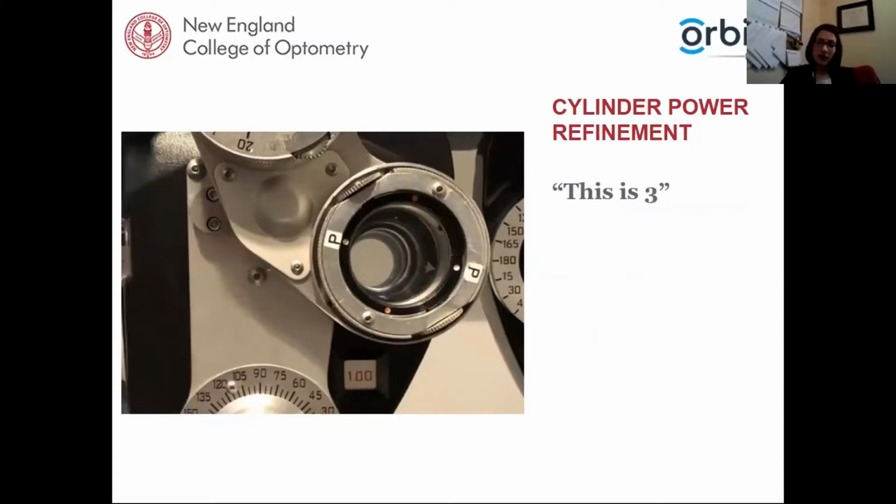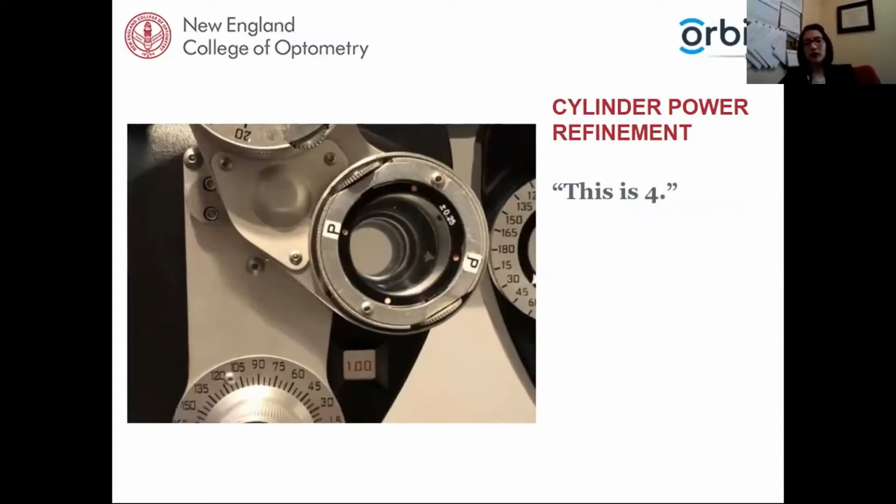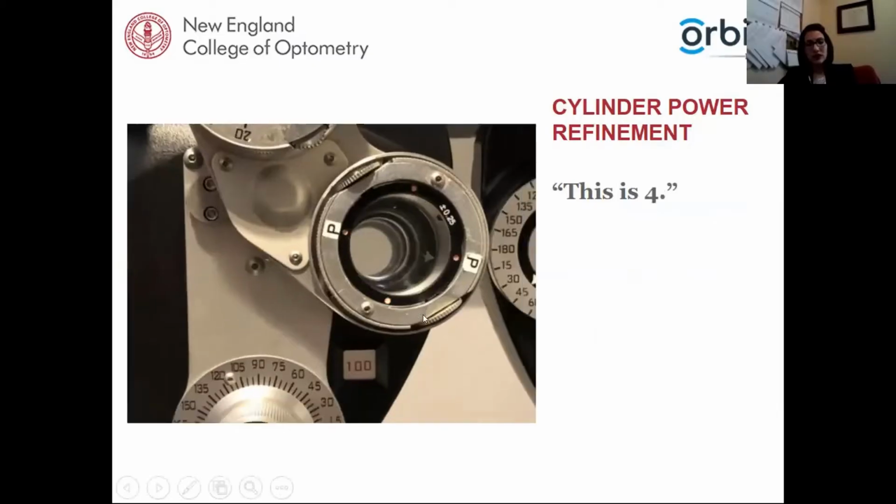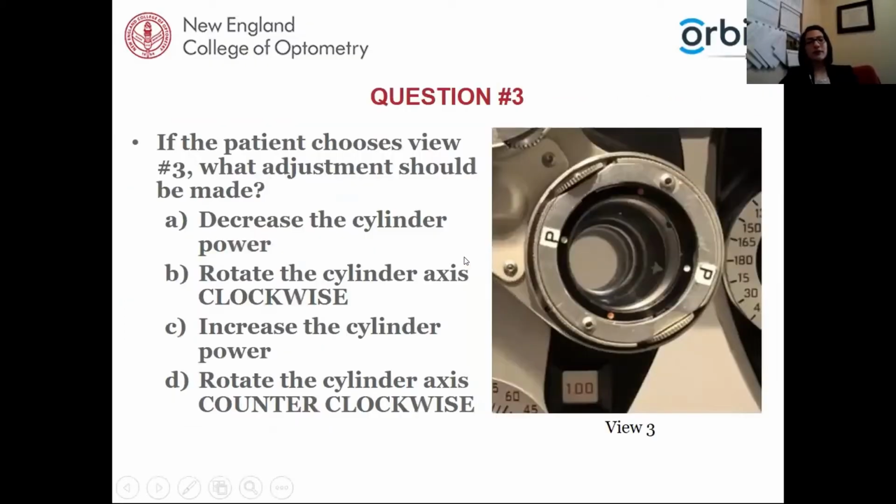So we say this is 3 and this is 4. And what you'll notice is in 3, our white dot is lined up with the arrows. And then using this wheel here, we flip the JCC. So for option 4, now the red dots are lined up with the arrow. So 3 and 4. So this is our third question. If the patient chooses view number 3, which you have pictured here, what adjustment should be made?